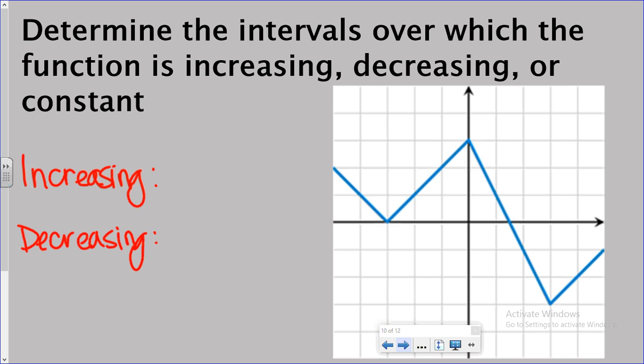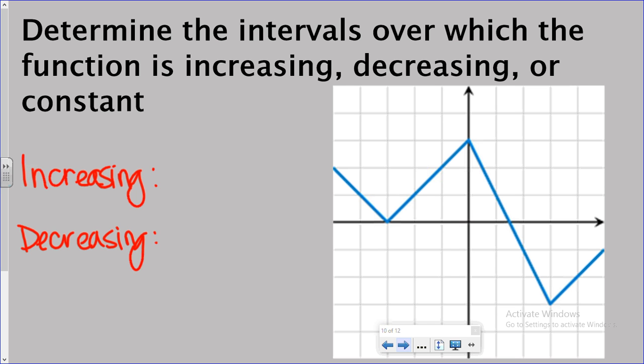First of all, let me ask you this. Are there any intervals where this function remains constant? No. What would that look like if our function was constant for an interval? Okay, it would look like this, right? There would be a horizontal piece. If there was a horizontal piece, that would be an interval where your graph was constant. Okay, so let's talk about increasing.